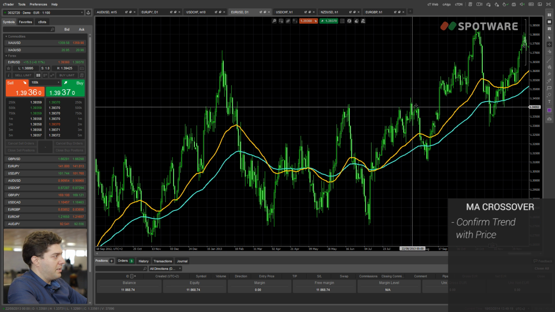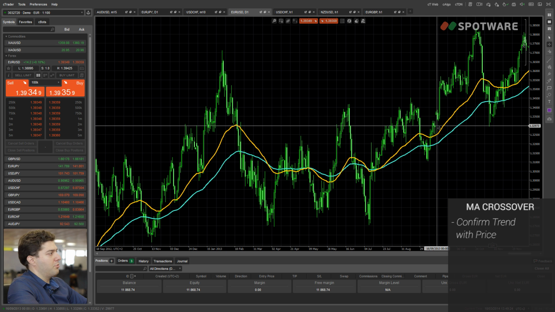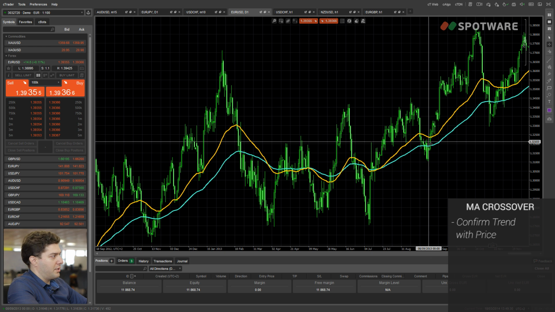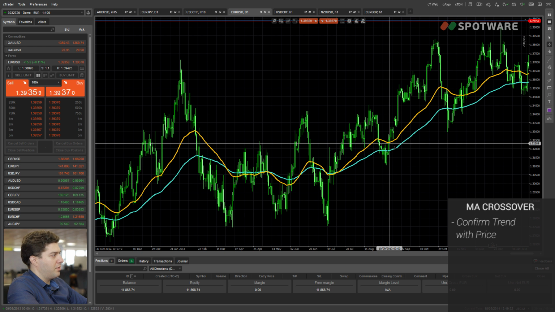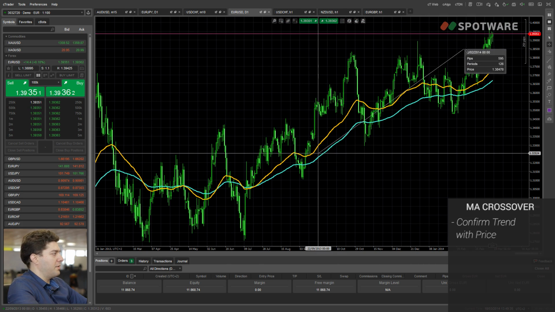However, next it does a higher high, and next it does a higher low. So from this case on, we can start trading the moving average crossover. It doesn't matter if the crossover is not crossing exactly. What matters is that we enter in a good spot and we have a trend to trade, like in this case.